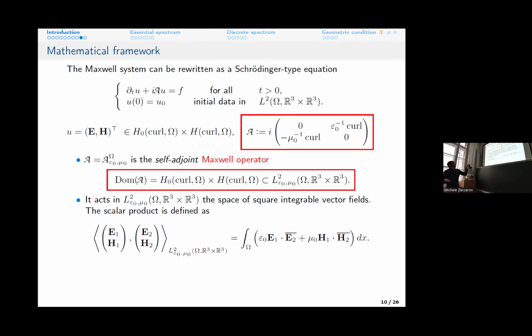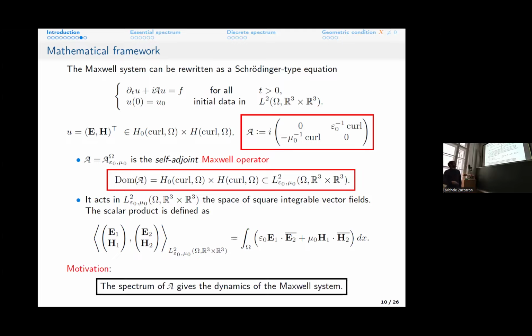And L2 is this space of square integrable vector fields with this weight. In the case epsilon 0 and mu 0 equal to one, think of it as the standard L2 space. But I wanted to introduce it to you because eventually this epsilon and mu will be modified and they will become really some matrix weights. So you change the metric, let's say.